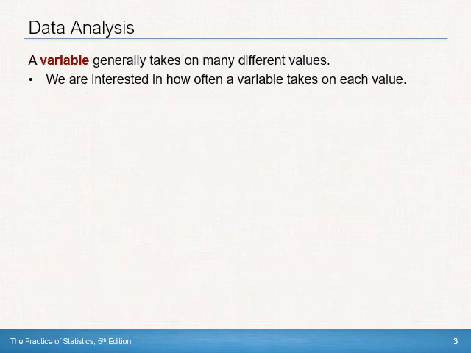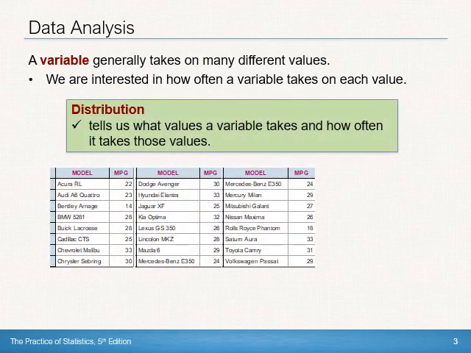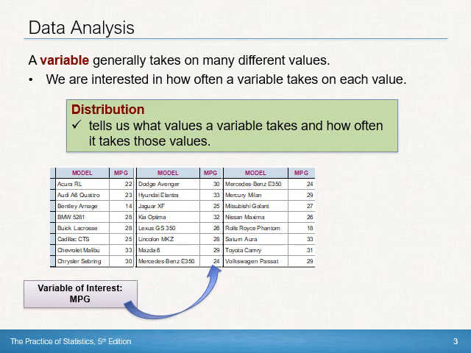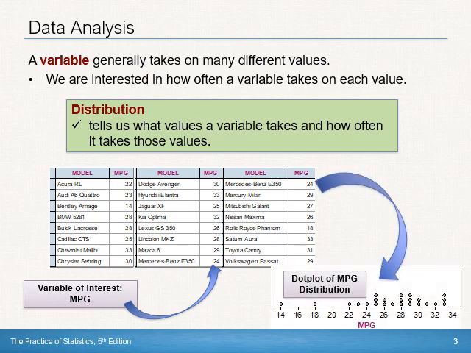A variable can take on lots of different values, but sometimes we're interested in how often a particular value shows up in what we call our distribution. So a distribution can be listed in table form. In this case, we're interested in the miles per gallon, or MPG, for various cars. But what we'll really want to do more often than not, instead of having it in table form, is show that distribution in the form of a graph. In this case, a dot plot of the miles per gallon.